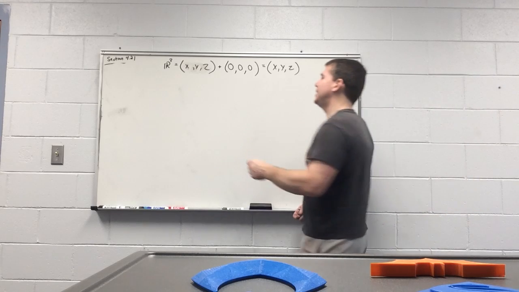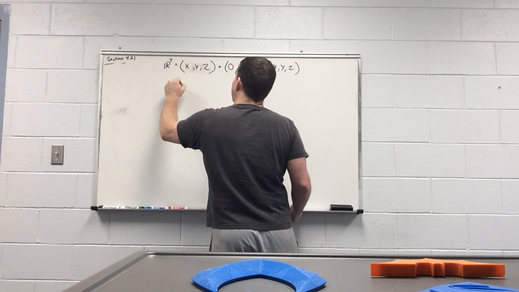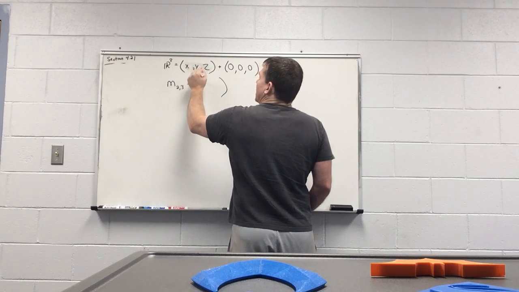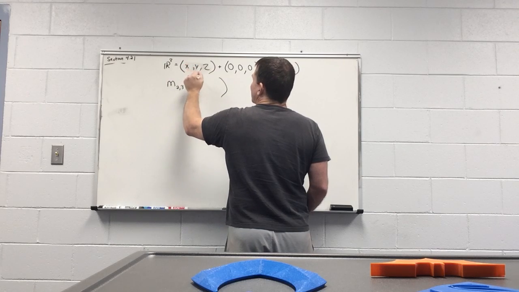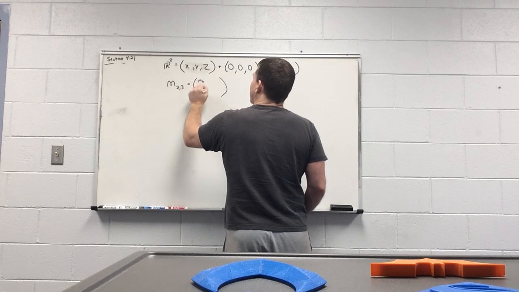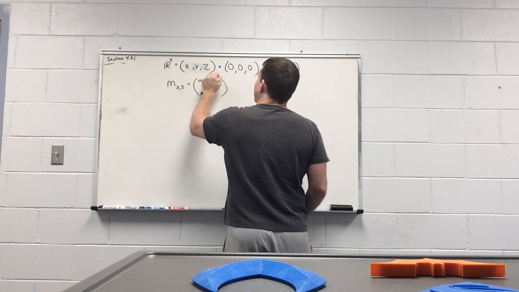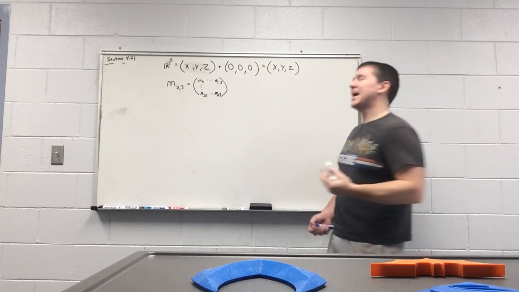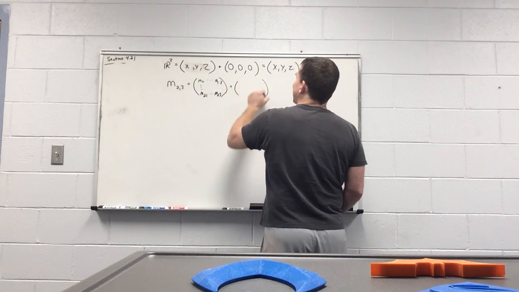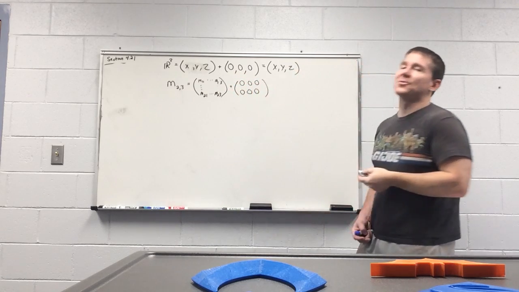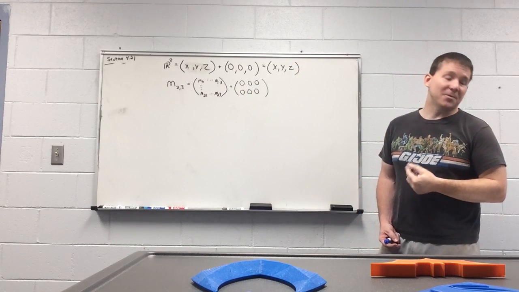Let's see. M23 is equal to 2 rows, 3 columns. So I'll just go with M11, M21, M12, M13, and M23. What's going to be my additive identity? What would I add to this to get 0? Just the 0 matrix. Pretty straightforward and simple.